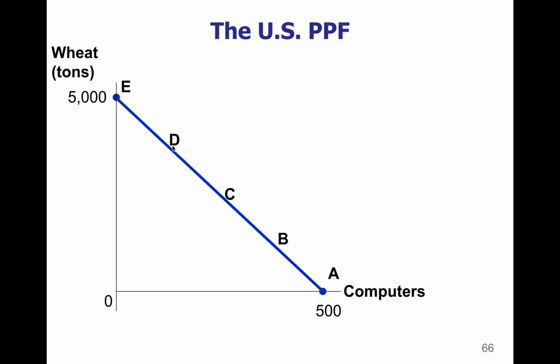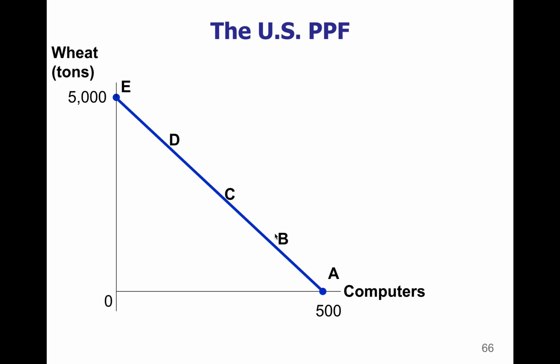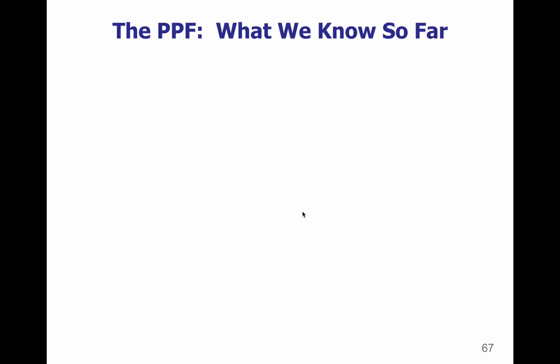So at point D, we're making more wheat and less computers. As we move to C and B, we're increasing our amount of computers being made and decreasing the amount of wheat being made. So if you see a graph that has dots along the line, there's a couple of things that we know just by looking at that graph.